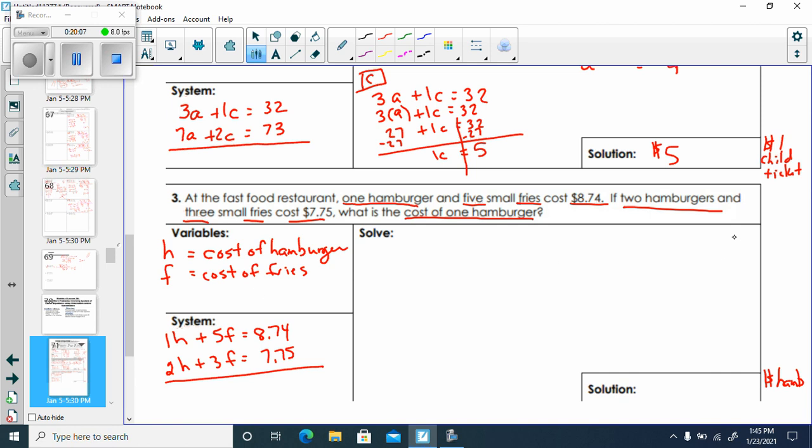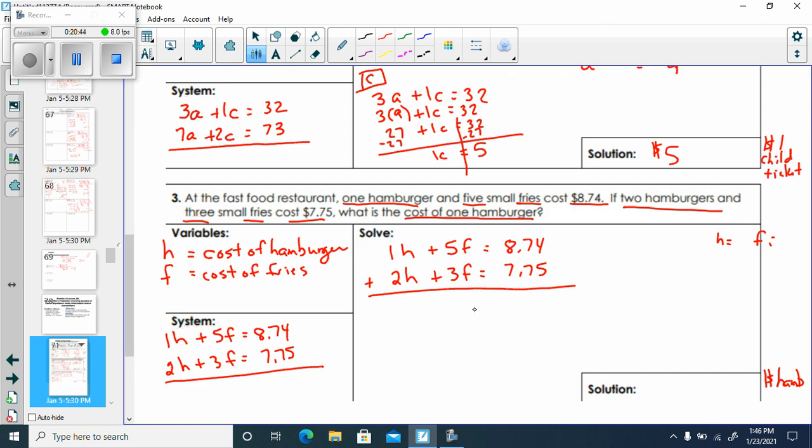Now, when we're trying to decide how to solve it, we ask ourselves, for either one of those variables, does it say h is equal to or f is equal to? And it doesn't, so we're going to need to use elimination. 1h plus 5f equals 8.74. And remember, when you're doing elimination, you're adding the two equations. 2h, h's are on top of each other, f's are on top of each other, equals are on top of each other. Then we got 7.75, right?